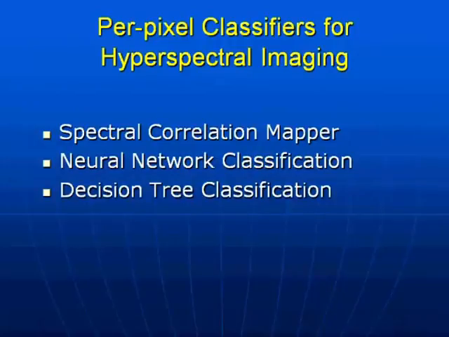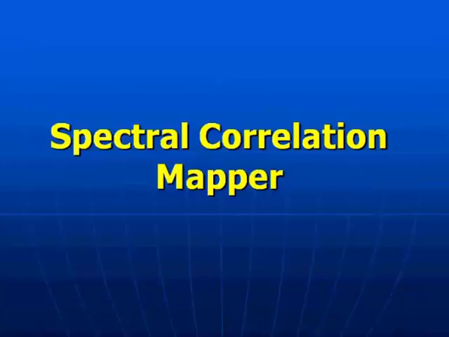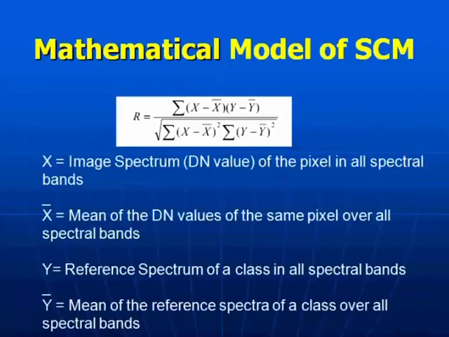There are specific classifiers which I am going to explain here, and I am going to show you some results from these classifiers, which are spectral correlation mapper, neural network classification, and decision tree classification. So what is a spectral correlation mapper? Here we are trying to find out the correlation between the unknown spectra and the reference spectra. So the spectrum of an unknown pixel will be related to the reference spectra.